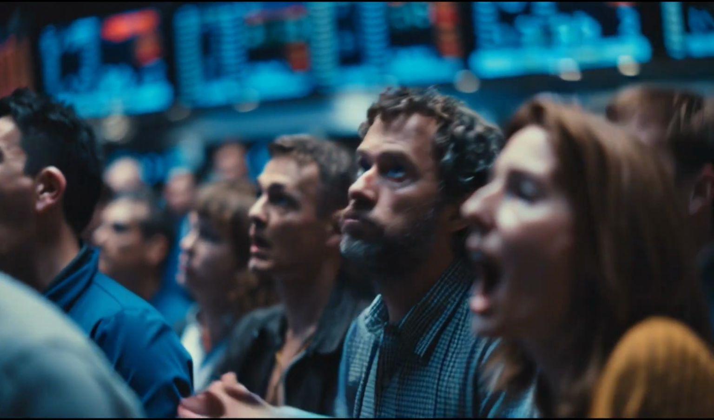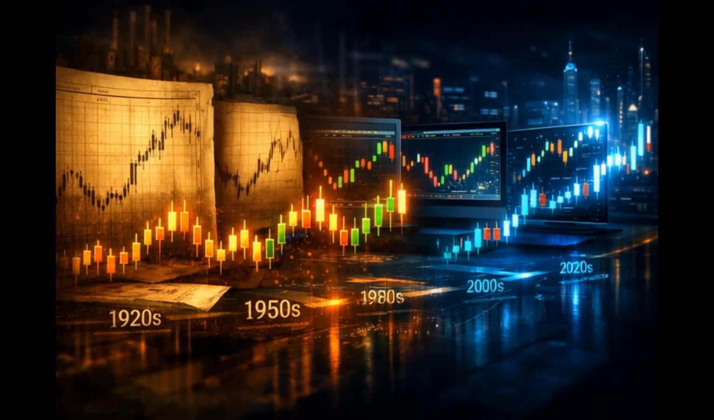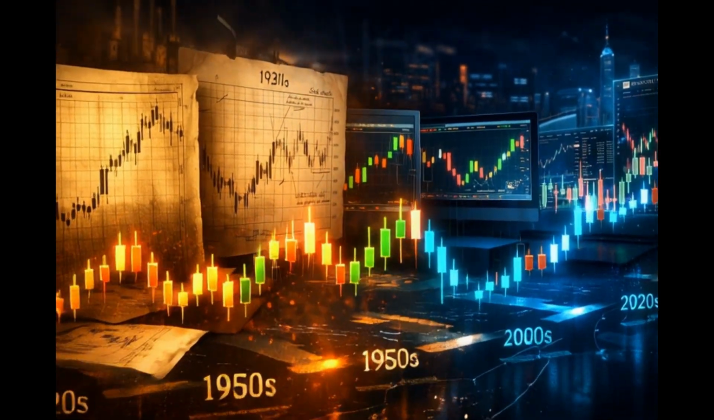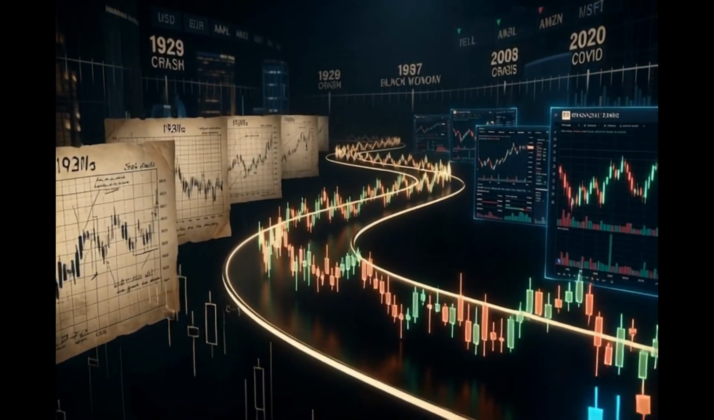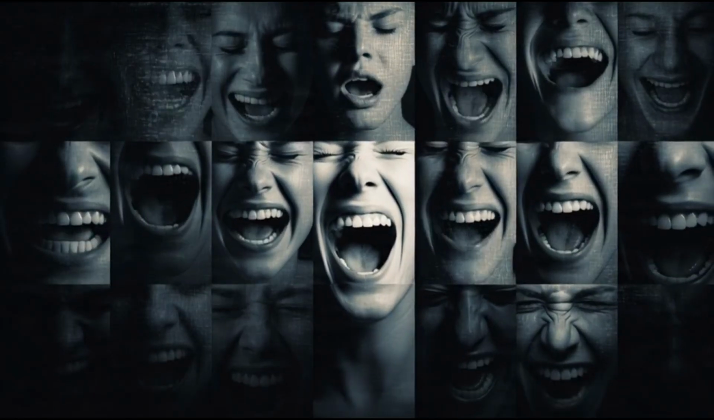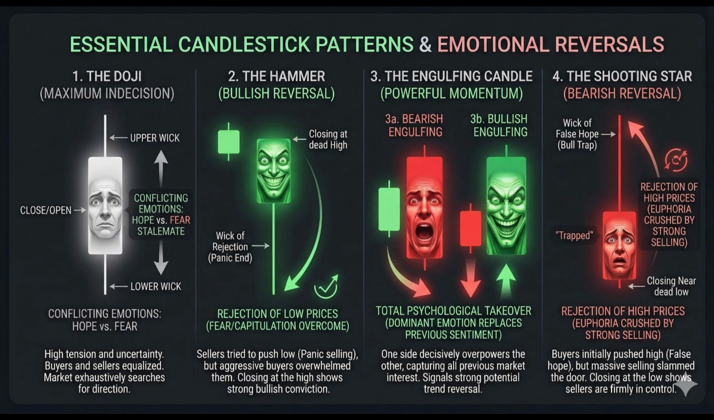Here is something fascinating. Even though markets are filled with millions of people, human psychology never changes. Fear in 1920 is the same fear in 2024. Greed in the stock market is the same greed in cryptocurrency. Because human emotions repeat, candlestick patterns repeat too. This is why traders study patterns like doji, hammer, engulfing candles, shooting stars. Not because the shapes are magical, but because they represent predictable human behavior.